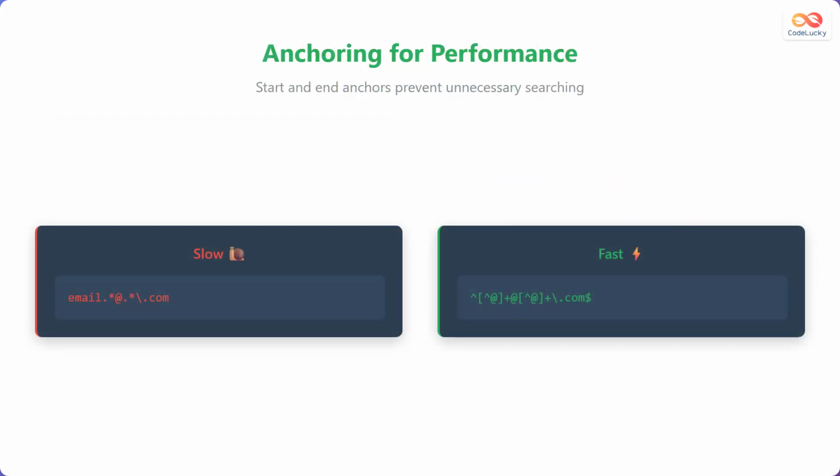Anchoring is a technique to greatly improve performance. Start and end anchors can prevent unnecessary searching. Take a look at the slow regular expression: email.*@symbol.*/.com. Now consider this fast regular expression: [@]+@[@]+\.com$. The fast one is much more efficient because it precisely defines the start and end of the string, avoiding unnecessary searches throughout the text.